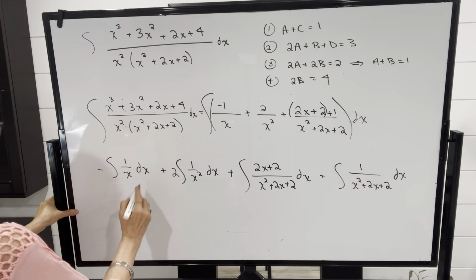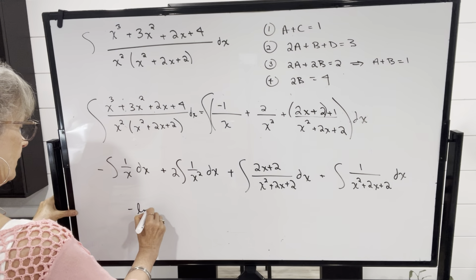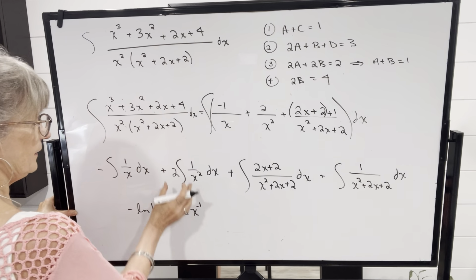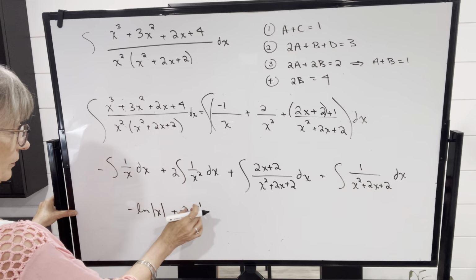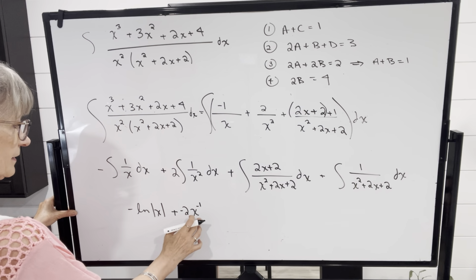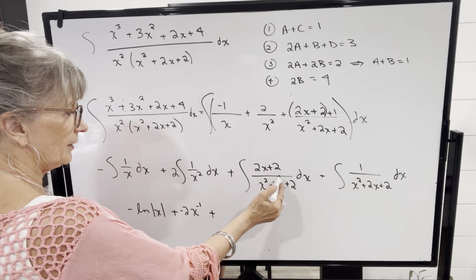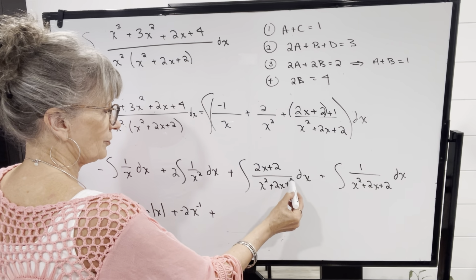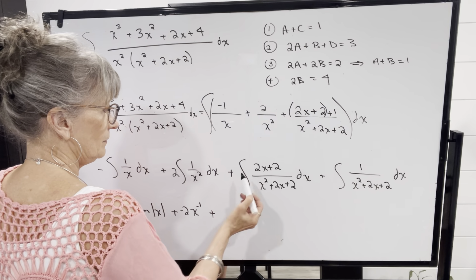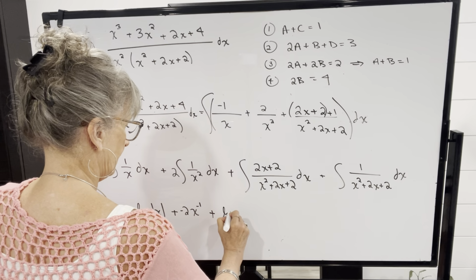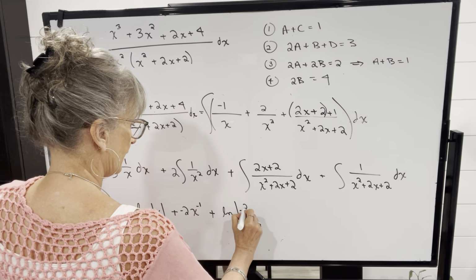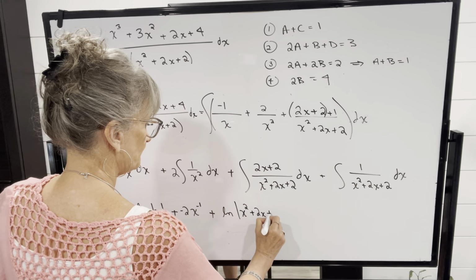Following our basic log pattern, this is going to be a negative natural log of the absolute value of x. The integral of 2 times the integral of 1 over x squared would be negative 2x to the negative 1. This follows our basic log pattern where here's our u, this whole function, and this happens to be our du. So it's going to be natural log of the absolute value of x squared plus 2x plus 2.